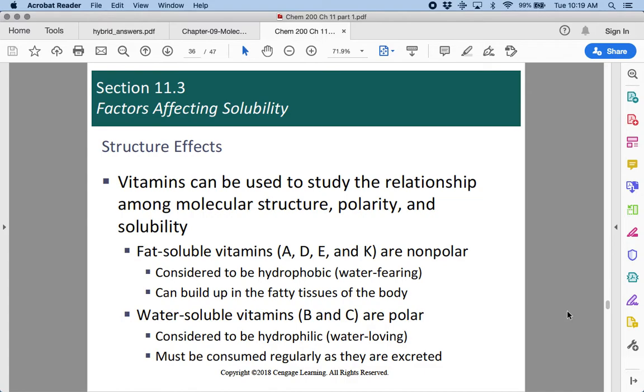The effects of the structure of a molecule are really important to its solubility. We've talked about this before in terms of the Lewis structure with polarities, hydrogen bonding, dipole-dipole interactions. These intermolecular forces cause molecules to react differently with water or different solvents. A very popular way we describe this is using vitamins. There are two kinds of vitamins: water-soluble vitamins and fat-soluble vitamins. Fat-soluble vitamins are going to be the nonpolar ones. Fats are nonpolar as well, so that's why they're soluble in them.